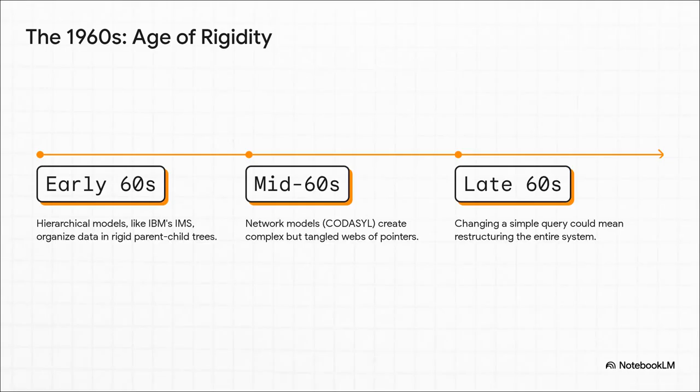And this really shows you the core problem back then. Early databases forced all your data into these super rigid structures, kind of like a family tree. If you wanted to find, say, a cousin, you'd have to go all the way up to the grandparent and then all the way back down. The network models that came next were a little better, a bit more flexible, but they created these tangled spider webs of connections. So what was the result? The data was just completely trapped by how it was stored.